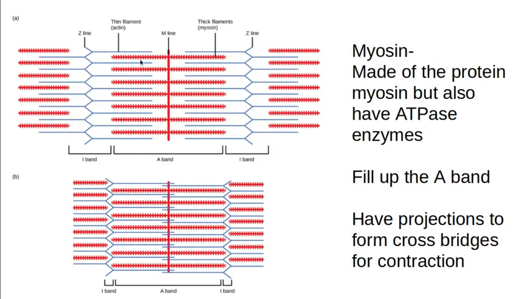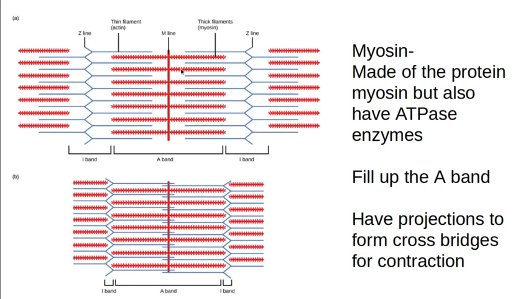Okay, so let's talk about myosin first. Myosin is made of a protein called myosin. That's why it's named that. And it also has ATPase enzymes, which are going to be important later when this muscle is actually contracting. So the myosin fills up the entire A band. That's what gives it its dark color, is this myosin filament.